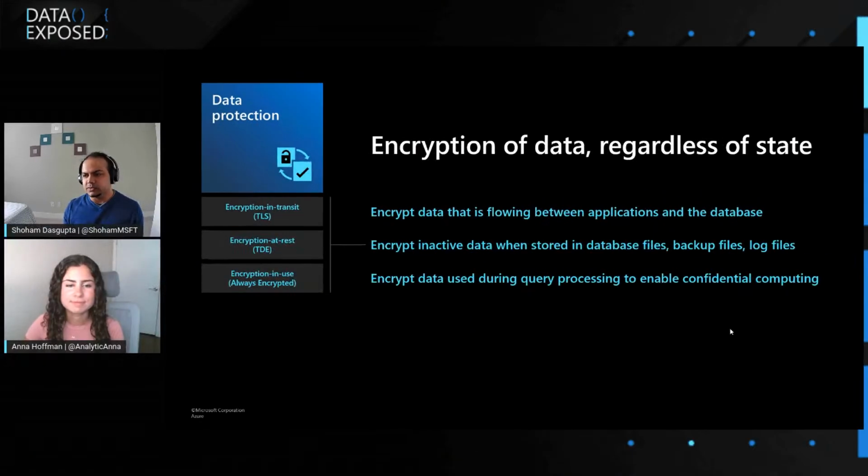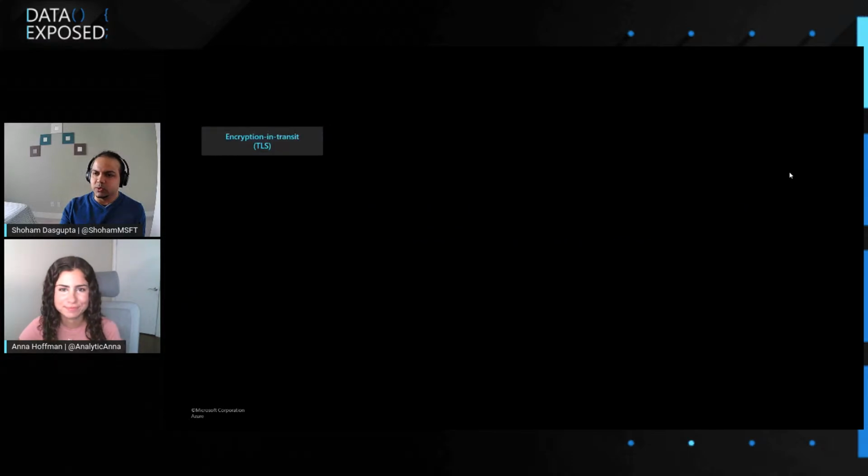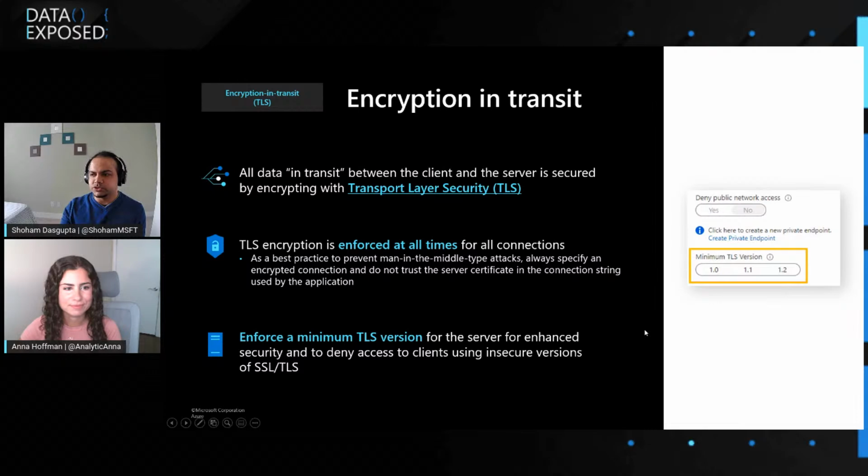And thirdly, there is encryption-in-use, which basically refers to data that is actively being used, for instance, for query processing. And we have a feature called Always Encrypted, through which we make sure that encryption-in-use can occur. So let's go into each of these sections in more detail. And let's start with encryption in transit.